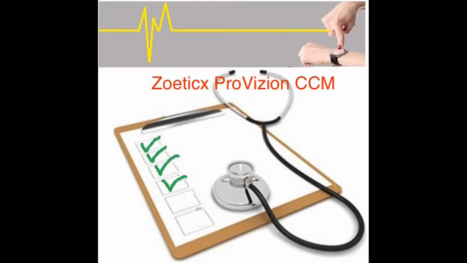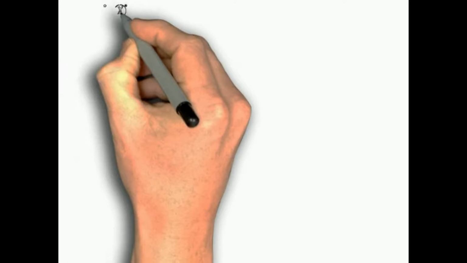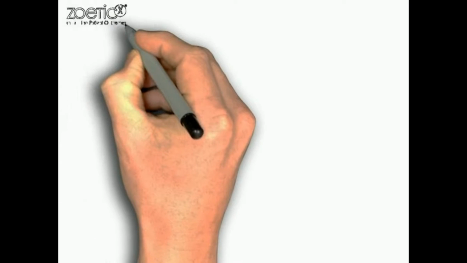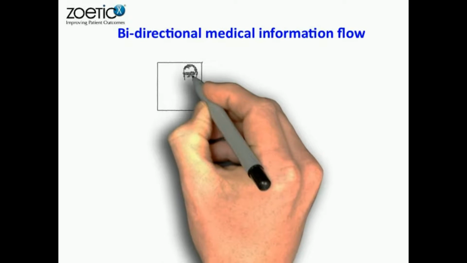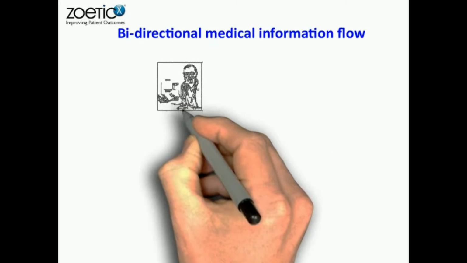This clip demonstrates healthcare's unique bidirectional medical information flow. It is the core capability to realizing the care collaboration model outlined by the Centers for Medicare and Medicaid Services.